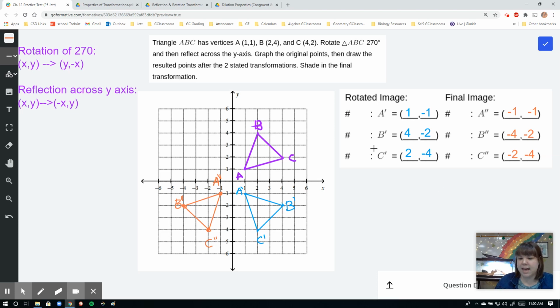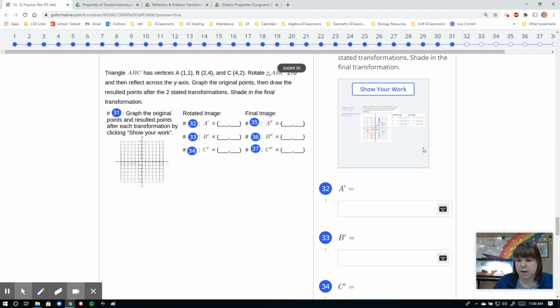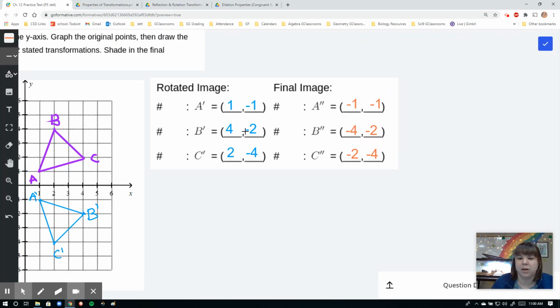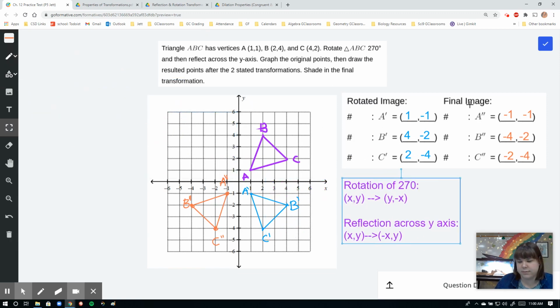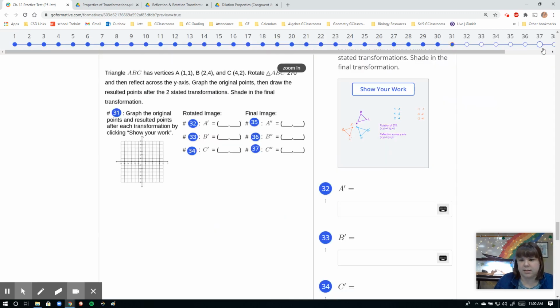That's it for this one. We need to enter in our points into GoFormative. I know it's really tiny and really hard to see. I think it would be bigger if I took this little note and moved it over here. Let's see if that works. Yeah, it's a little bit easier to see.